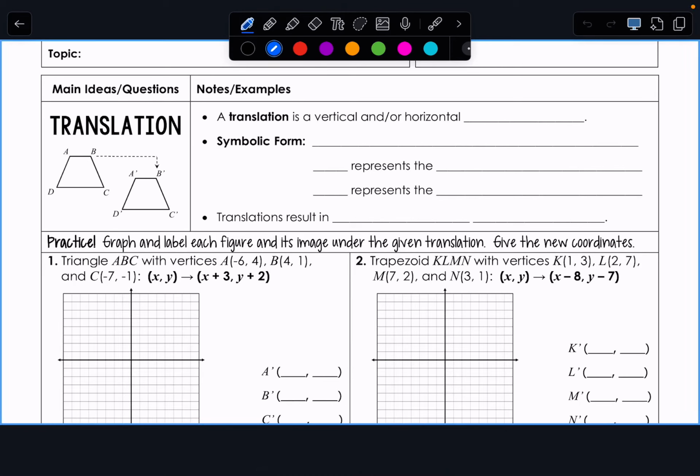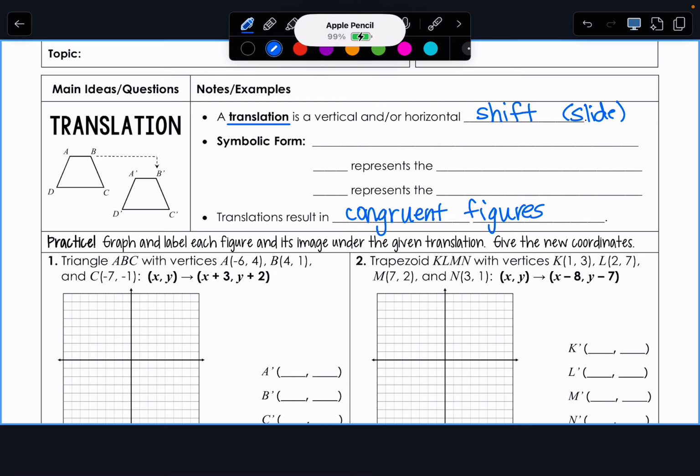The transformation we're going to talk about is what's called a translation. A translation is just a vertical and/or horizontal shift. Sometimes it's called a slide. We're going to slide it over somewhere. And when we do a translation, it is going to result in congruent figures. So when we do this, the size and shape is not going to change.